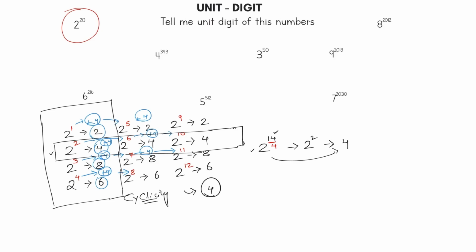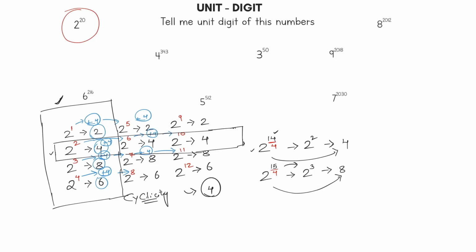In case they give me 2 raised to 15, tell me what is the unit digit of this. Divide this by 4. What is the remainder that you get? 4 3s are 12, 13, 14, 15. 2 raised to 3, which means 2 raised to 15 is equivalent to 2 raised to 3. 2 raised to 3 ends in an 8. So 2 raised to 15 will also end in an 8. It doesn't matter how big a number you give me, I always convert it into 2 raised to 1, 2, 3 or 4.